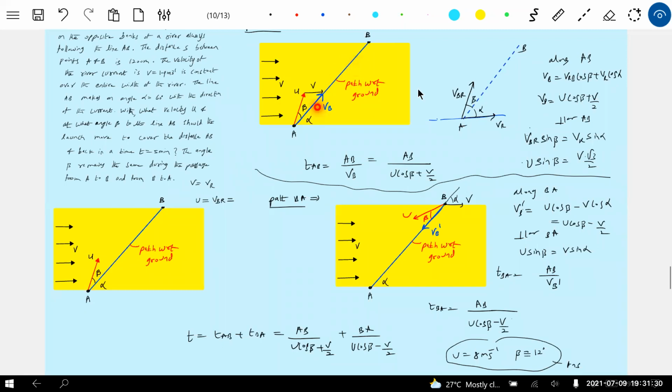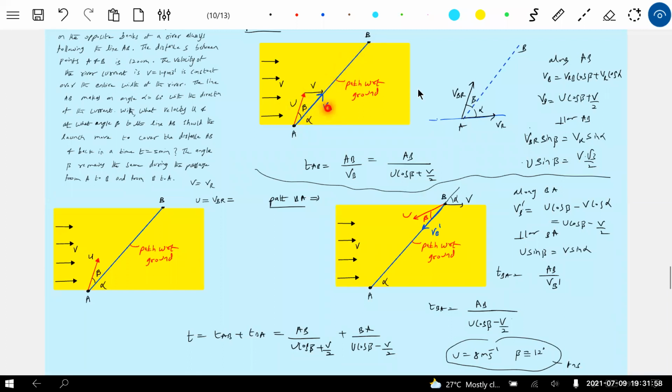Sir, how come you can say this will be the? I think again go for the vector: velocity of swimmer with respect to river, velocity of river. This should be the velocity of swimmer with respect to ground. The vector diagram I think is correct, because what is U? U is velocity of swimmer with respect to river. Velocity of river, so that the resultant velocity of the swimmer with respect to ground should be along path AB.